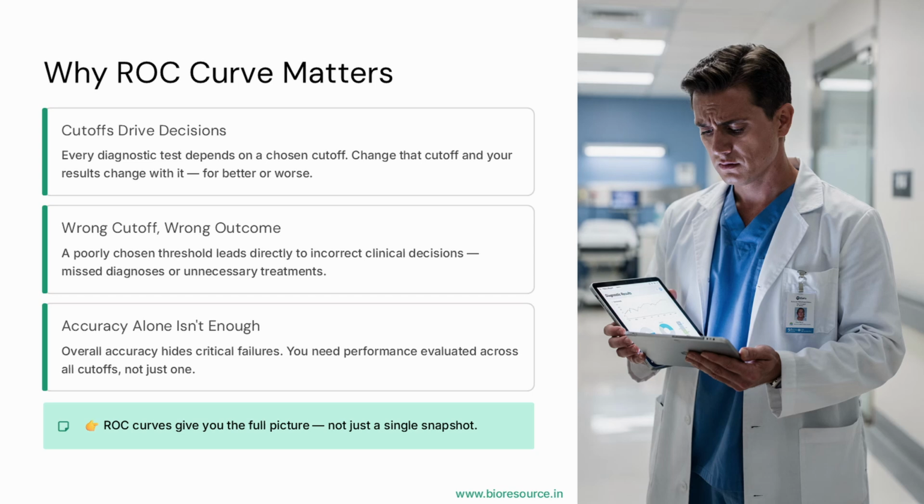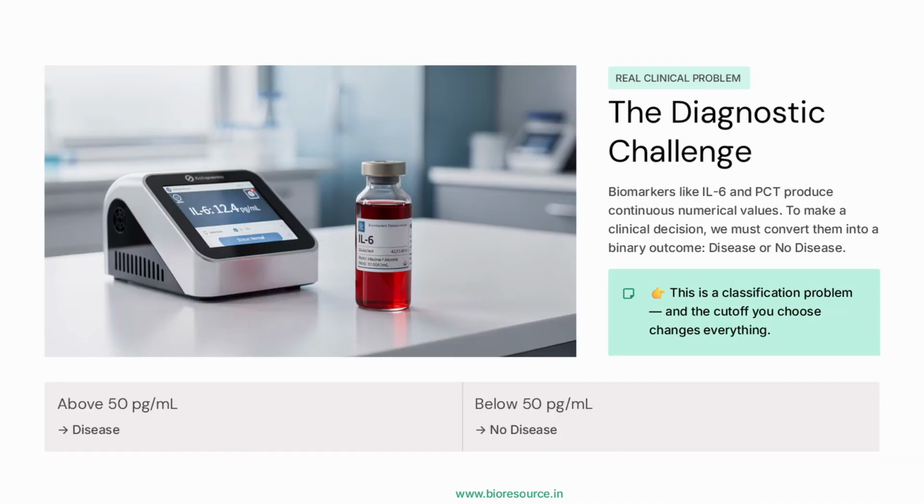Let's formalize this using a clinical example. Biomarkers such as IL-6 or procalcitonin produce continuous measurements reflecting underlying biological processes. To translate this into a clinical decision, we impose a threshold. Value greater than or equal to the cutoff, classify as disease. Value less than the cutoff, classify as non-disease. This converts a continuous variable into a binary classifier. We will now evaluate this using a dataset with known outcomes.